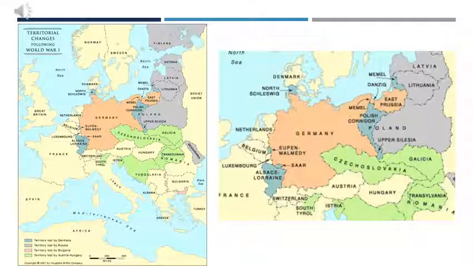Alsace-Lorraine was given back to France as well as access to the coal mines of Saar. Saar was temporarily placed under the League of Nations authority for 15 years. This area was significant to Germany and France because it produced 12 to 13 million tons of coal per year.